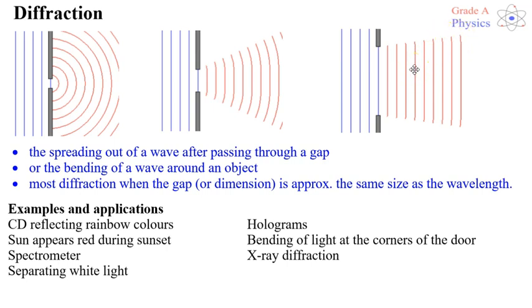Generally speaking, in physics A level, we're talking about waves passing through a gap. We also get a bit of this effect when waves pass around an object which is comparable in size to the wavelength, and then that wave will bend around the edge. There are lots of examples and applications: CDs or DVDs reflecting all the colours of the rainbow, that involves diffraction. We get a red colour during sunsets. A spectrometer, which we might look at later on in this topic, separating white light using a prism, holograms, light bending at the corner of doors, X-ray diffraction. This is used a lot in science and research.